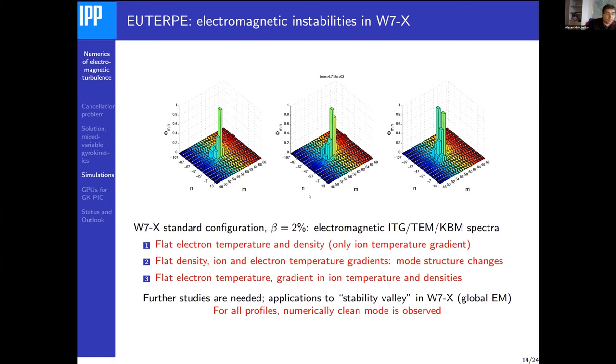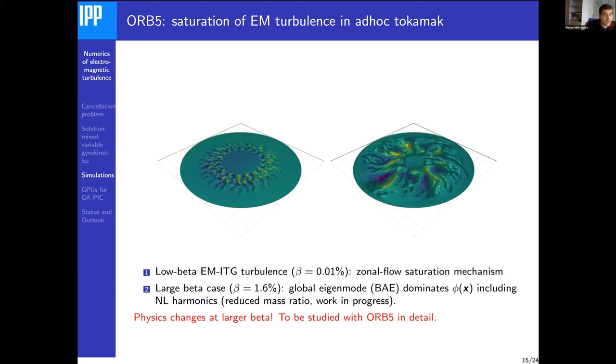Utopia. Another code which also uses this pullback formulation is ORB5. Now we have nonlinear saturation, turbulence, with many poloidal and toroidal modes involved, so broadband turbulence. And I have here two cases, low beta case on the left with this beta, and larger beta case on the right with this beta. We see that, first of all, the simulation is healthy, it's okay. Some slides later, I will show heat flux corresponding to this case. So it's not like a numerically troublesome situation, it looks good.